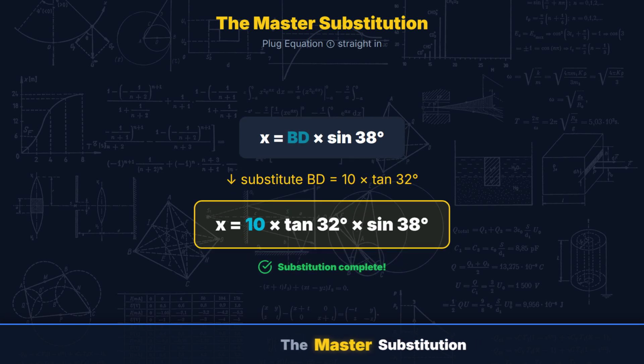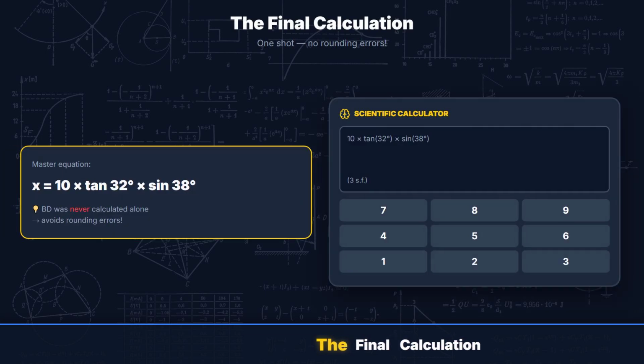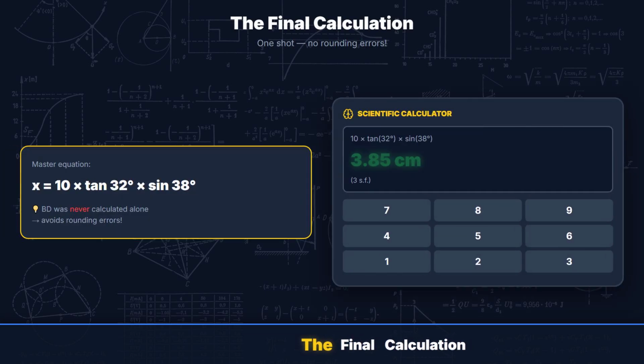Now, substitute our expression for BD from equation 1 straight in. We get x equals 10 times tangent 32 degrees times sine 38 degrees. Notice that BD was never calculated on its own. It is always better to do all the calculations at one time to avoid rounding errors. Punch it all into your calculator, and we get x equals 3.85 centimeters, correct to 3 significant figures.